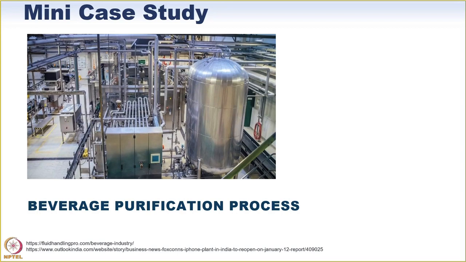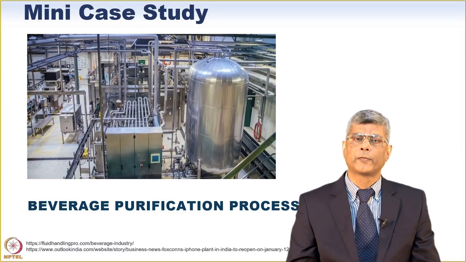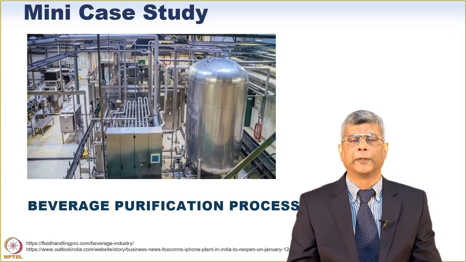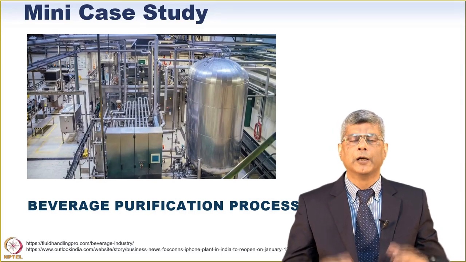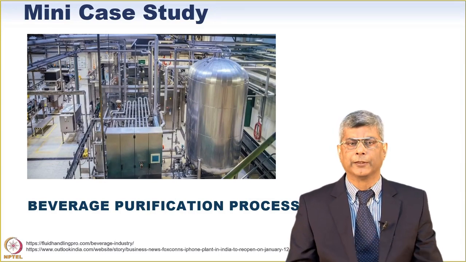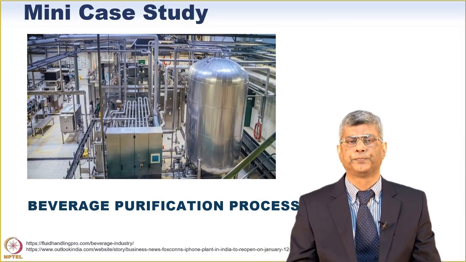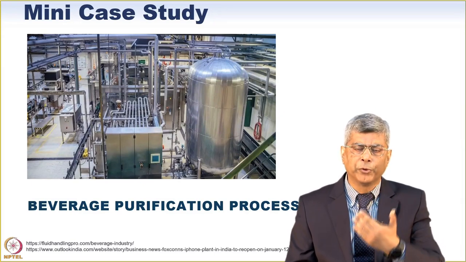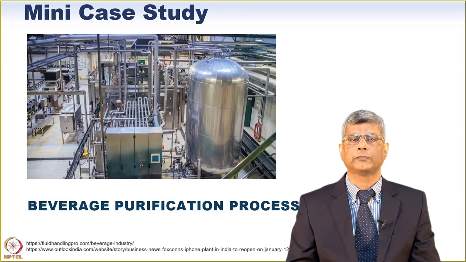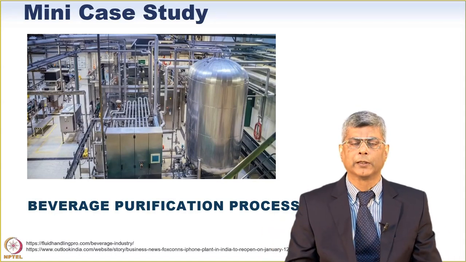Let's look at a different aspect now, of beverage. Let's say you're having a beverage, a soft drink. You will drink a bottle, but the company has to produce a million or a billion or 10 crores or 100 crores liters of that beverage. And it could be as simple as pure water, bottled water. So the processing will include the purification of the water and then various steps which add different chemicals to the water to make a soft drink.